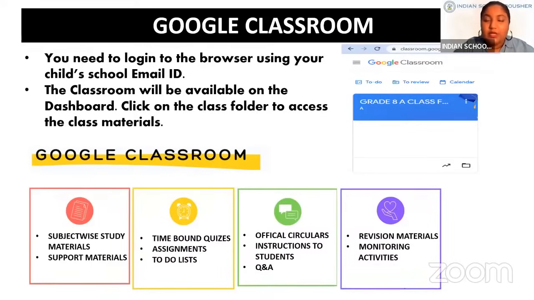Then what you will see in Google Classroom is how our school will communicate with you. You may get subject-wise study materials, support materials, quizzes, assignments, all done through Google Classroom. The to-do list for the children is there, and you will also get the official circulars. School will be sharing the official circulars through the teachers and class members through WhatsApp and all. But still, to have a reference, you can go back to the classroom to access the old circulars. Along with that, some instructions to the students, then question answers, and when the exam comes, revision materials. Here, the teachers and the parents can monitor your child's activities and the classroom activities.